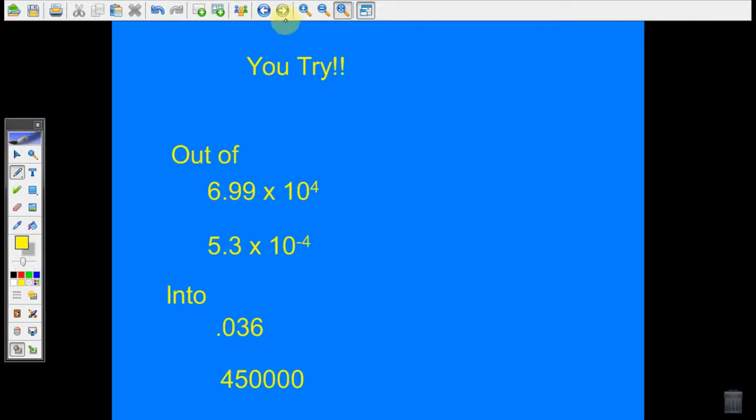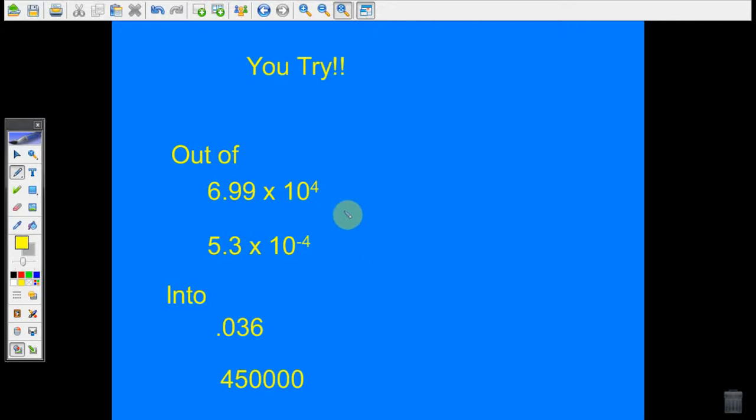Now, go ahead and try these 4 problems, converting out of scientific notation and converting into scientific notation. Go ahead and pause the video, work these out on a piece of scratch paper, then hit play and I will reveal the answers to you.